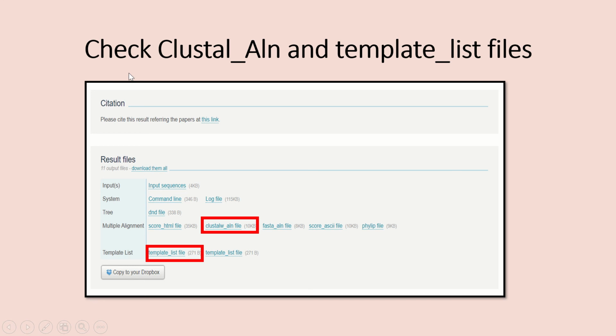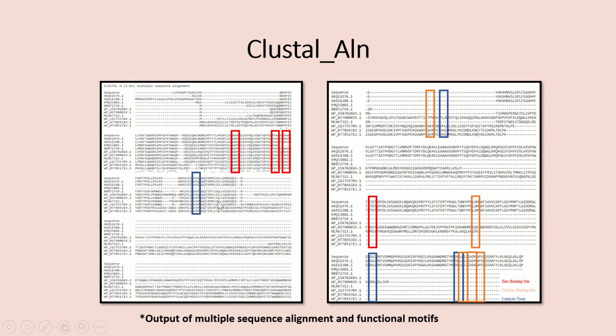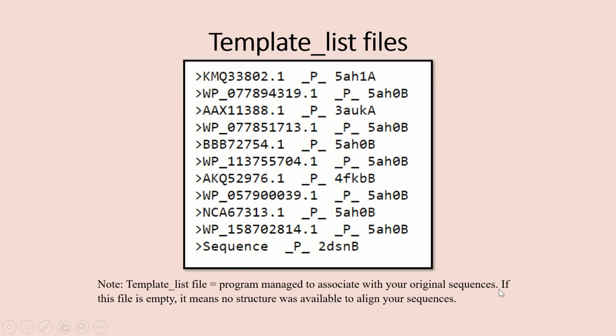However, you also need to check the ClustalW alignment and template list files. Scroll down after you retrieve the output, and you can see the ClustalW alignment file and template list file. Click on both of them, and this is the results after clicking the ClustalW alignment, the output of multiple sequence alignment, and also the functional motif.